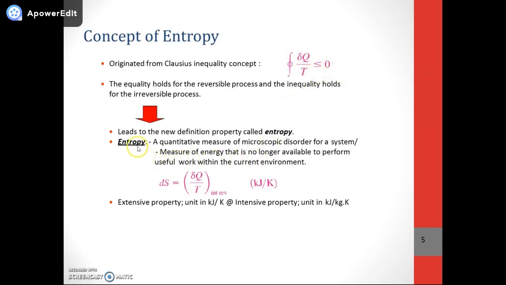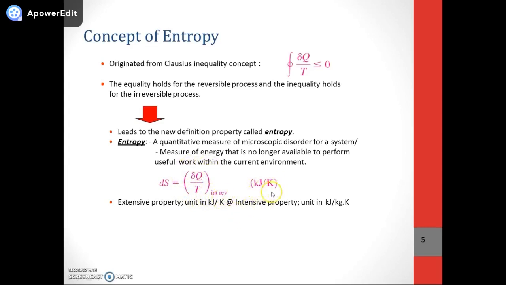So what do we mean by entropy? Entropy is a quantitative measure of microscopic disorder for a system, or a measure of energy that is no longer available to perform useful work within the current environment. It's not available to perform useful work, but it is there. So ds, the entropy change, equals delta Q over temperature in an internally reversible process.